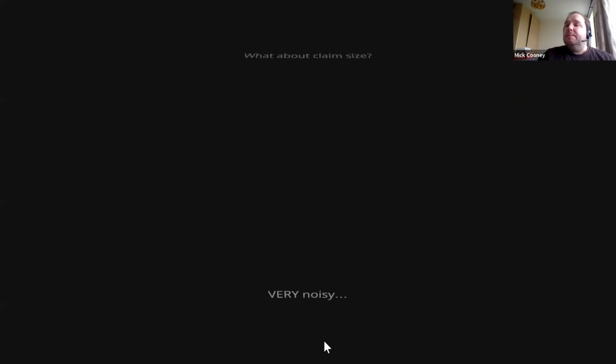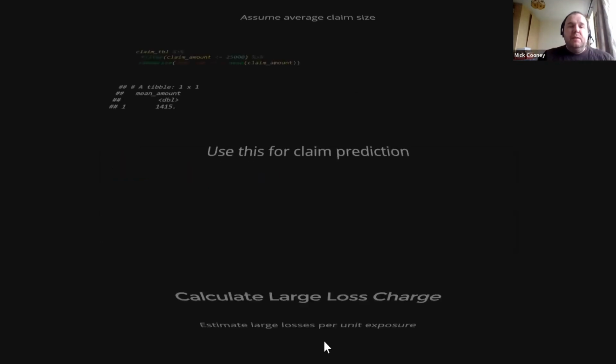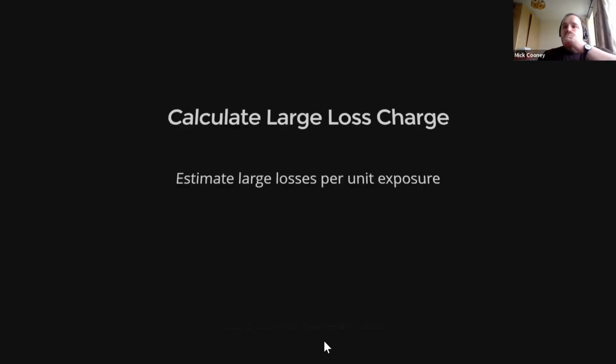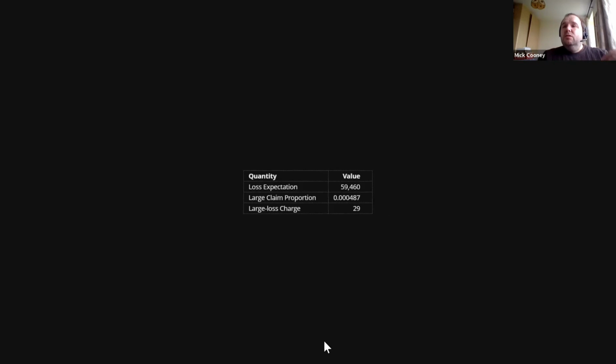And what about claim size? That's very noisy. So we're just going to assume an average claim size and use this for claim prediction. Rather than using the gamma distribution for the first iteration, we're just going to assume an average amount of claim. We're not going to worry too much about the dispersion for that, because we're focusing on the frequency right now. We calculate our large loss charge, where we've got the scaling factor, and we're using that to estimate the mean of the distribution, which is about 60,000. And the large claim proportion, how many of these policies actually have a large claim? We have this.